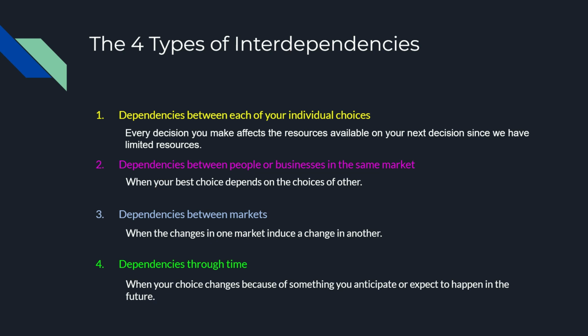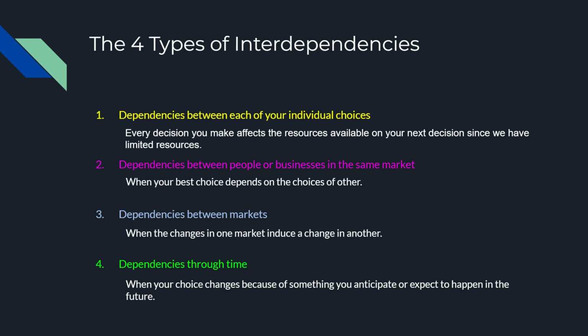The second one, dependencies between people or businesses in the same market, is when your best choice depends on the choice of others. For example, let's say you really want to take a calculus class, but that class is full, and the only way to take it is if someone else drops the class. Here, your decision is entirely dependent on another person.